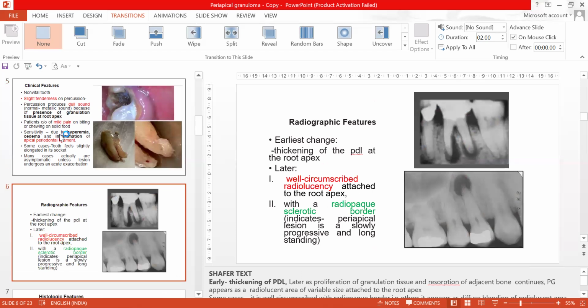The radiographic features associated with this lesion are, at the earlier stage, a thickening of the periodontal ligament at the root apex. This is followed later on by the formation of a well-circumscribed radiolucency attached to the apex of the root, along with a radio-opaque sclerotic border, which indicates that the periapical lesion is a slowly progressive and long-standing lesion.